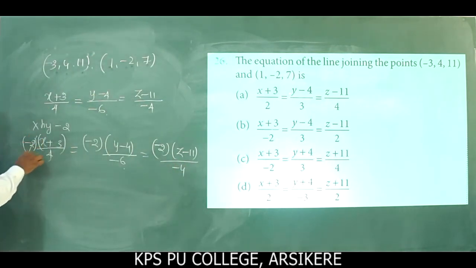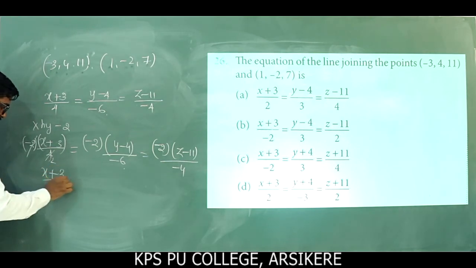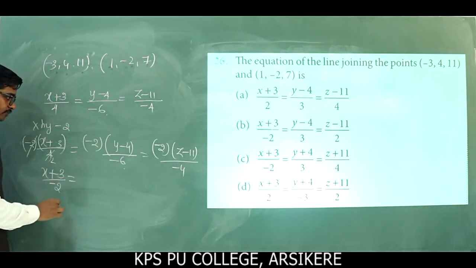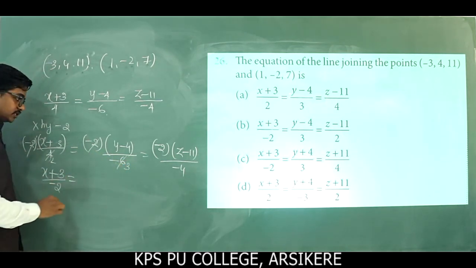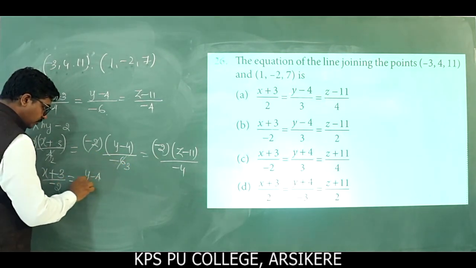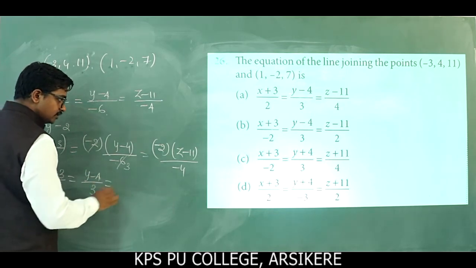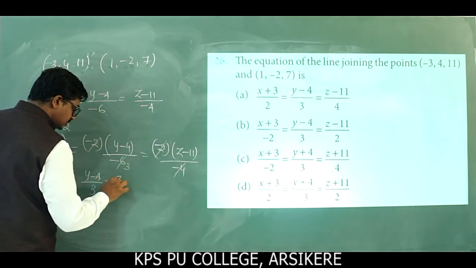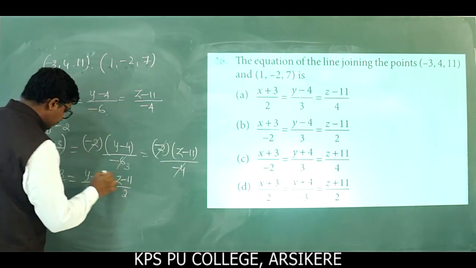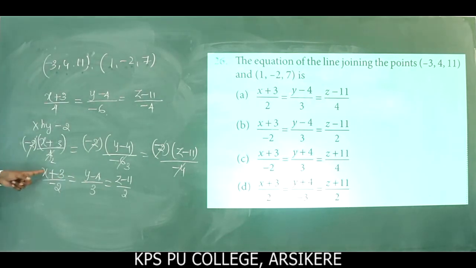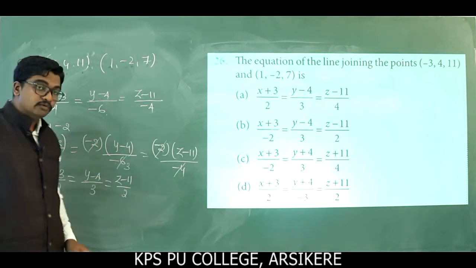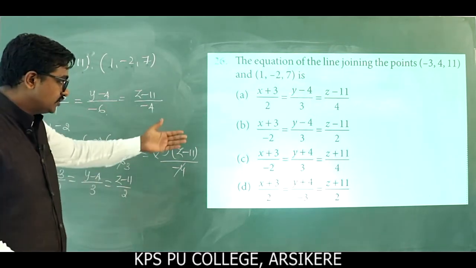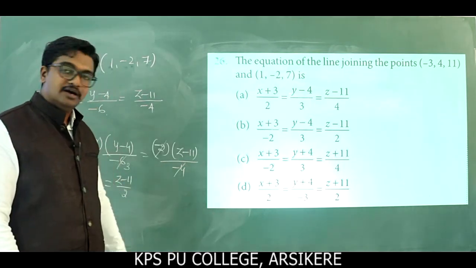Here the 2 ones are 2 get cancelled and we are left with minus 2, so (x + 3)/(-2) is equal to this one: the 2 threes get cancelled and both minus signs become positive, so (y - 4)/3 is equal to, similarly this also becomes positive, (z - 11)/2. These are the answers: (x + 3)/(-2), (y - 4)/3 and (z - 11)/2. This is our answer. Option B is the right answer.